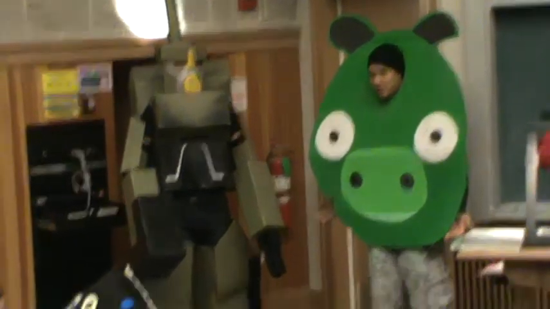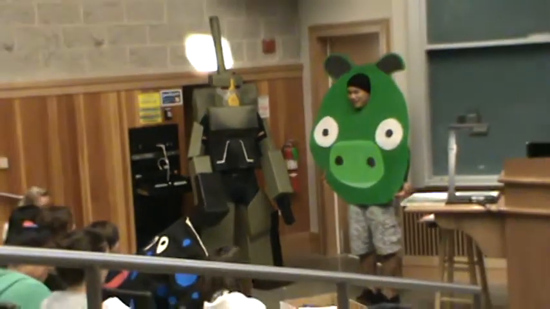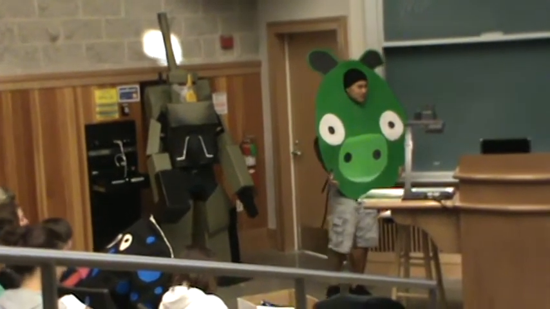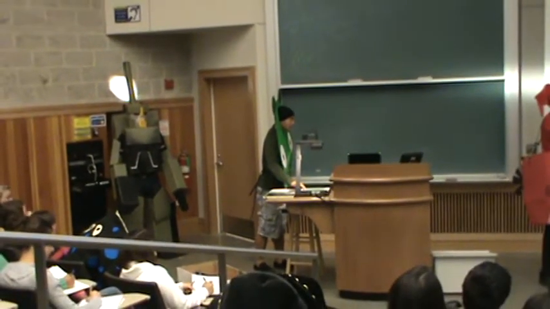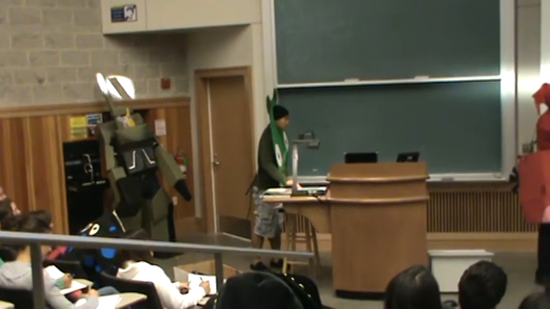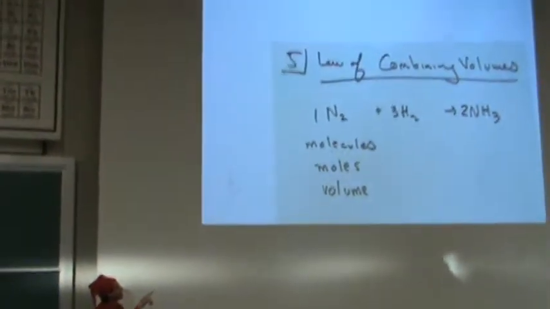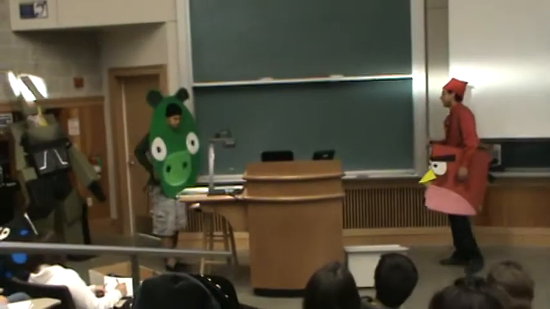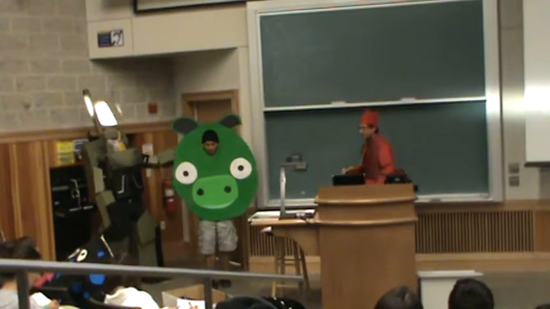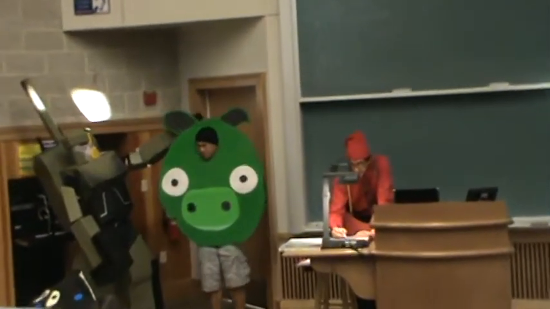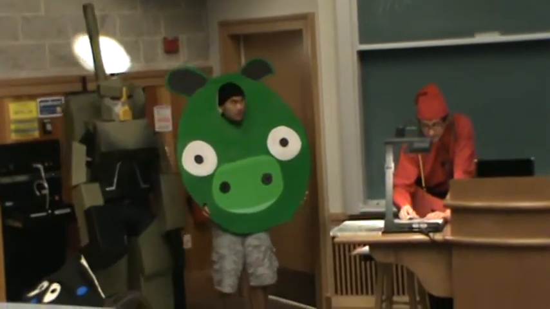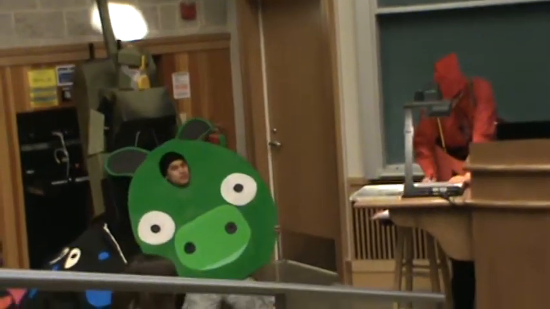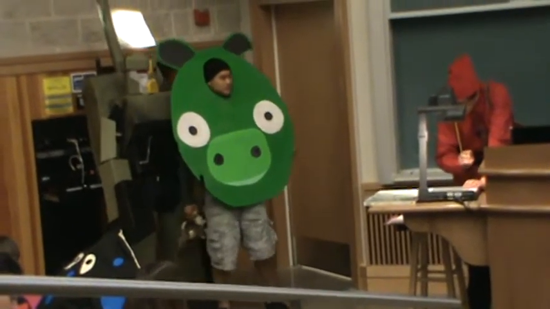It could also be volume. So 1 liter of N2 goes to 3 liters of H2 and produces 2 liters of NH3. And this conversion is made by that 22.4 liters per mole. Okay? All right. And so this is called the law of combining volumes.